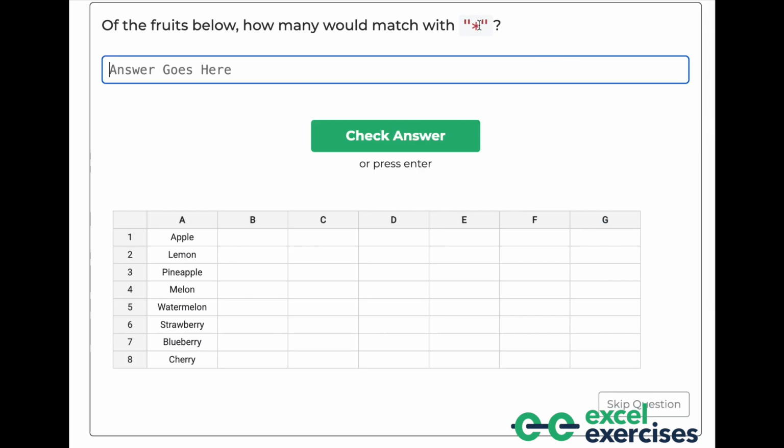Okay, now if we just have an asterisk here with no other letters, then we're saying any text at all is going to match this pattern, because remember, this replaces any text, any number of characters. So how many results would we have? We'd have 1, 2, 3, 4, 5, 6, 7, 8.